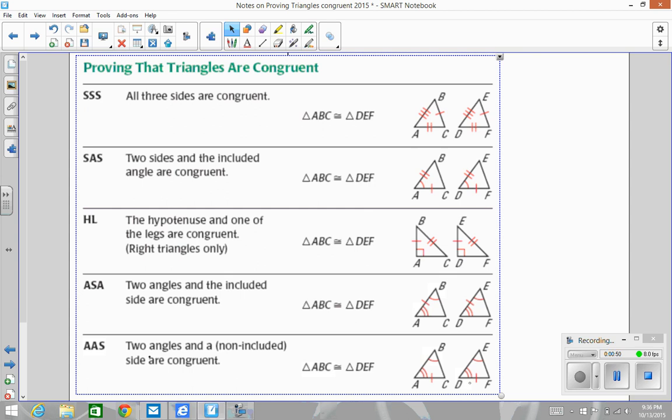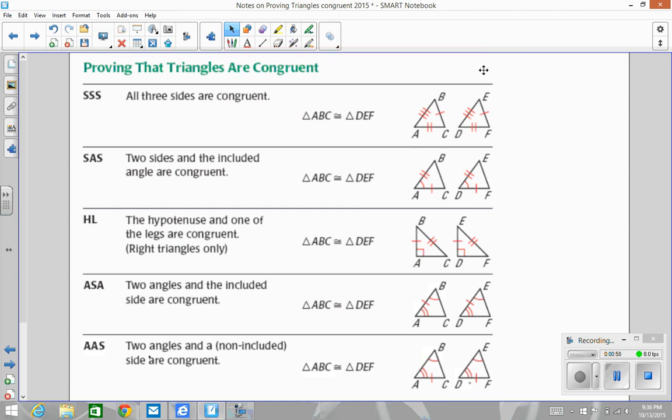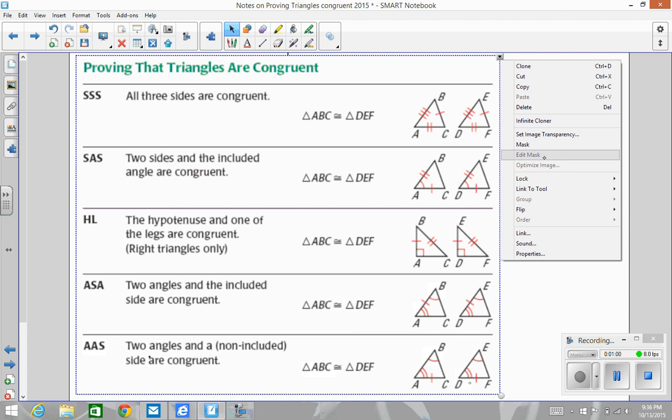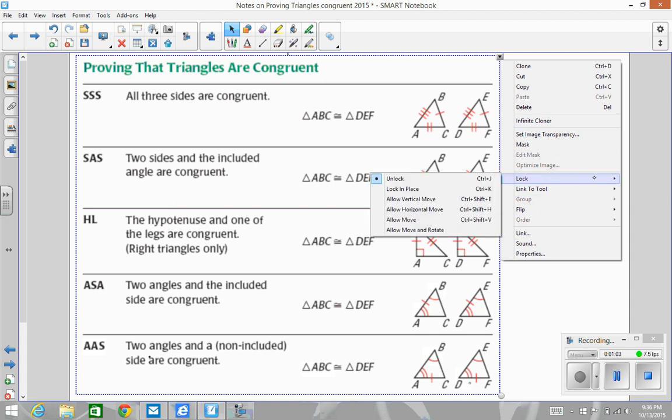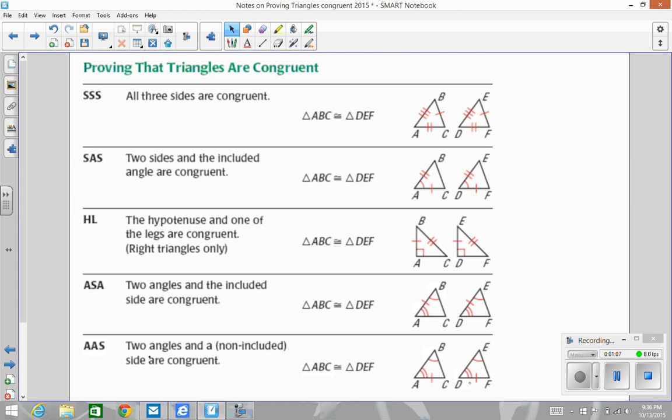Okay, so let's look at each one. The SSS theorem stands for all 3 sides of one figure are congruent to all 3 sides on another figure. And so that is important. If you have just those 3 pieces of information, then you can prove the triangle is congruent. So you don't have to have all 6 pairs. You only need the 3 pairs of corresponding sides.